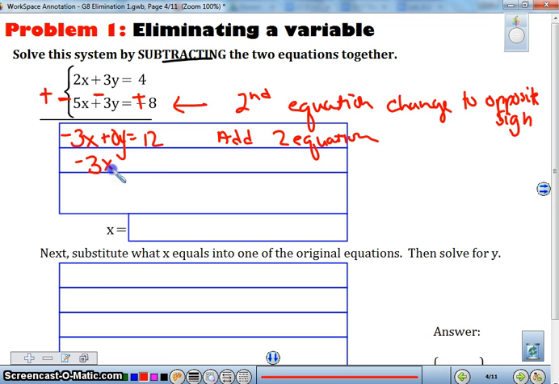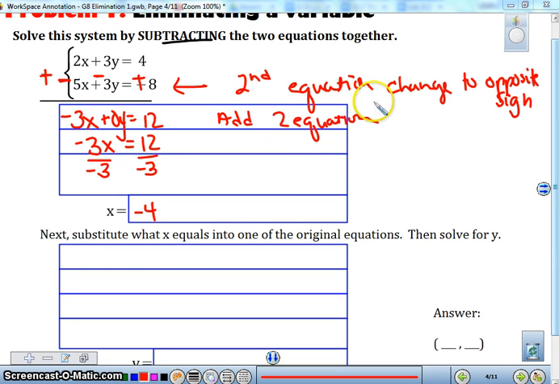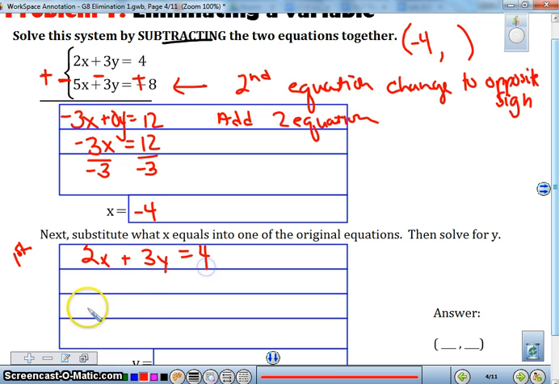We get negative 3x equals 12. Dividing both sides by negative 3, x is equal to negative 4. I kind of like putting my answer right at the top. They also have the answer down here. We now know x is negative 4. It doesn't matter which equation we go to get y. I'm going to write the first equation. That first equation was 2x plus 3y equals 4.